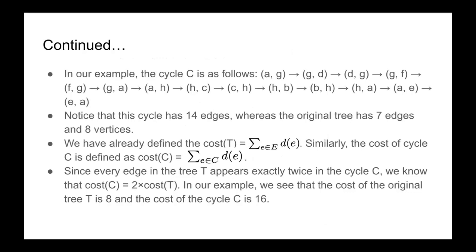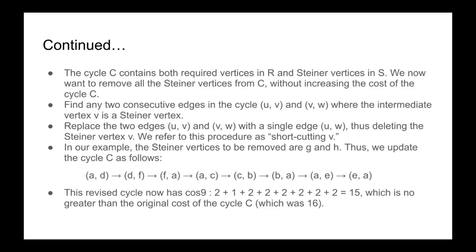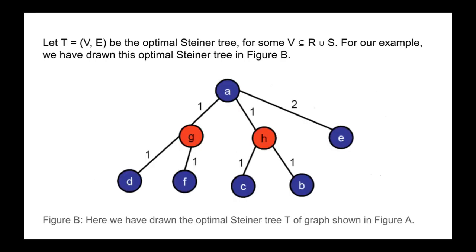Notice that the cycle has 14 edges, whereas the original tree has 7 edges and 8 vertices. We have already defined the cost of T as this, and similarly the cost of the cycle as the summation of all the edges. Since every edge in the tree appears exactly twice in the cycle, the cost of the cycle is going to be 2 times the cost of the tree itself, right? So in our example, the cost of the original tree is 8, so the cycle cost is obviously 16, right? So the cycle C contains both required vertices R and Steiner vertices S, in this case, as you can see here.